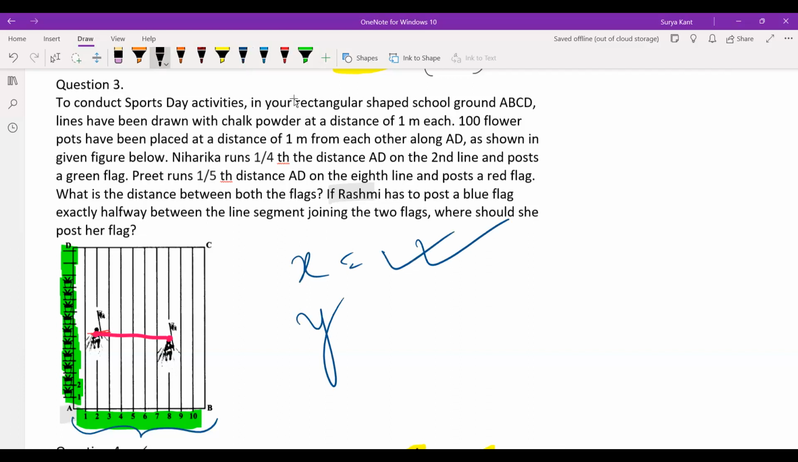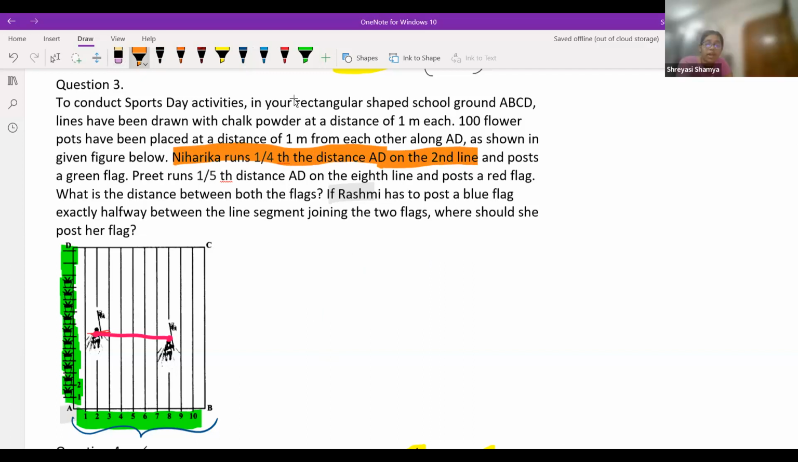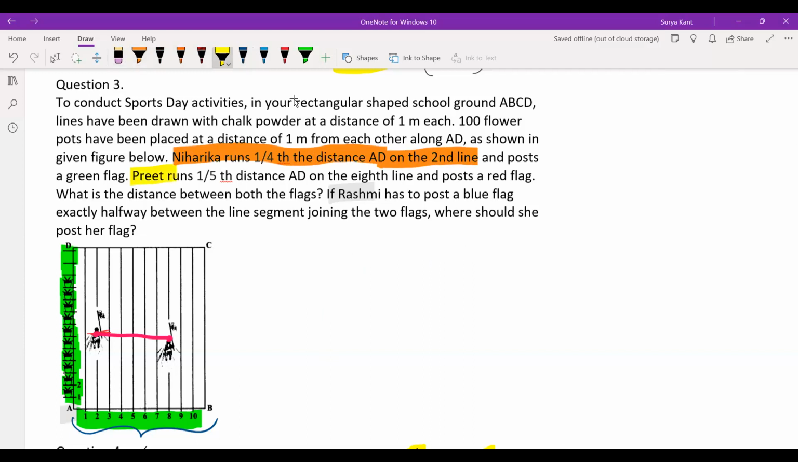So won't it just be 1 by 5 into 100 and 1 by 4 into 100? Yeah, that only means how much distance they covered. They have mentioned that, right? See, Niharika, there are 2 children. Niharika runs 1/4 of the distance AD on the second line and posts the green flag on the 25th. And Preet runs 1/5 of the distance AD. See, AD total is how much, you know? See, they've given here 1 meter each.